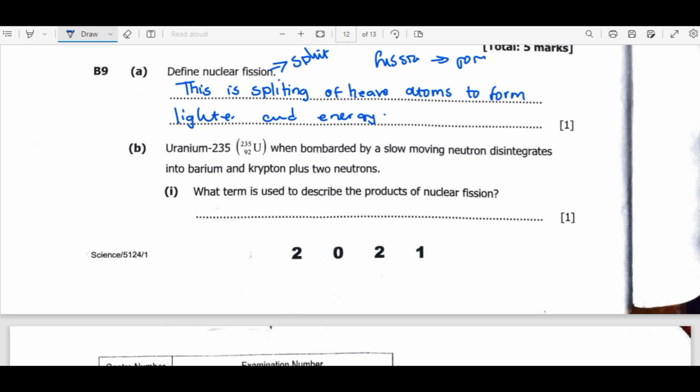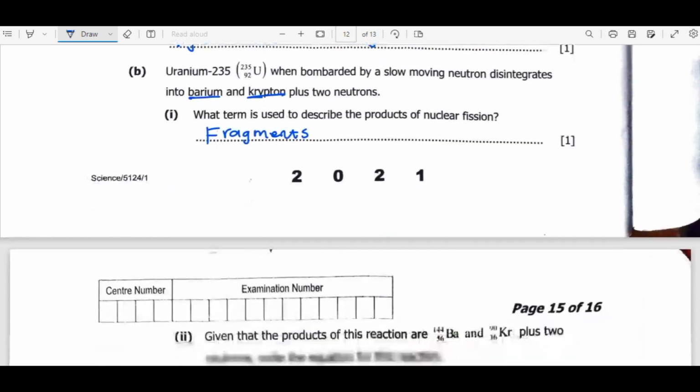Then we have been given some information. Uranium-235, when bombarded with a slow-moving neutron, disintegrates into barium and krypton plus 2 neutrons. What term is used to describe the products of nuclear fission? So the products are barium and krypton. So we can just call these fragments, or if one, we can use daughter atoms.